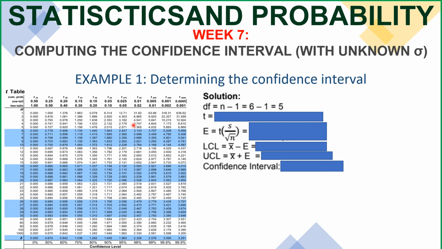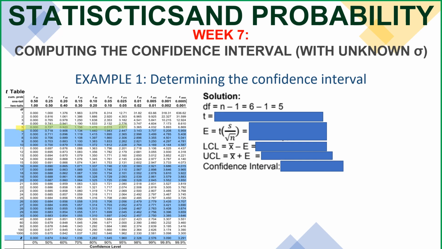So, first, prepare the t-table. Degree of freedom is n minus 1, right? And our n, yung sinelect ng teacher is 6 lang. So, we have 6 minus 1, and that is 5. So, our degree of freedom is 5. So, let us shade 5. Dito siya sa upper portion. Ayun, na-shade na natin. Then, shade natin yung mga numbers sa 5 para madali na lang natin malaman yung t-score.